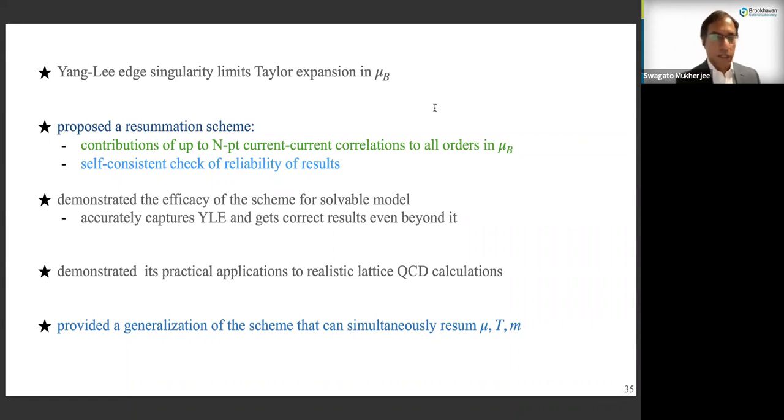It allows you to determine the singularities of the partition function. I demonstrated the efficacy of the scheme within a solvable model and showed that resummation accurately captures the Yang-Lee edge singularity and gives accurate results even beyond that. I demonstrated that this method is not just a dream, it can be practically applied to any realistic lattice QCD calculation. I also provide a generalization of the scheme that can simultaneously resum in multiple parameters like temperature, chemical potential, and even quark mass, which becomes the generalized resummed version of this newly introduced variant of the expansion.